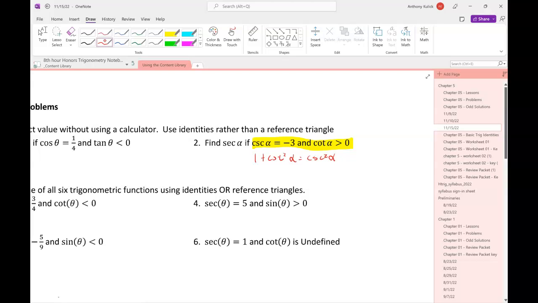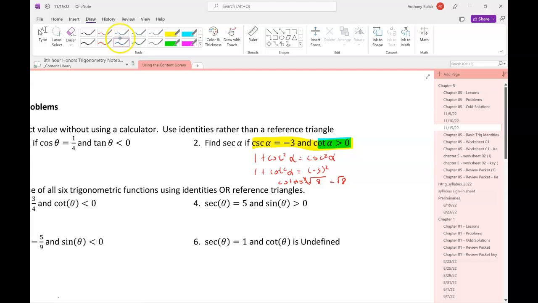I have this. So 1 plus cotangent squared alpha is going to equal -3 squared. So I would say cotangent alpha then is going to be the square root of 9 minus 1. And since I square rooted both sides, that's really plus or minus. And since I know cotangent is positive, I know that that's really just the square root of 8. Okay there?